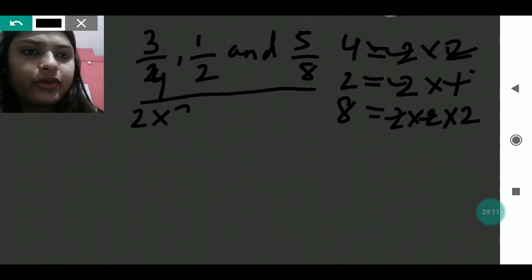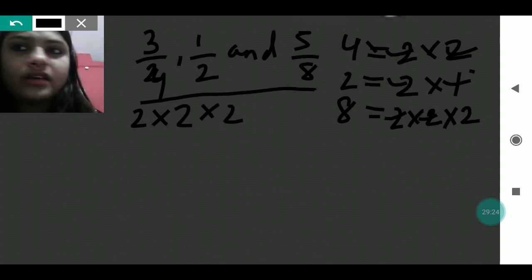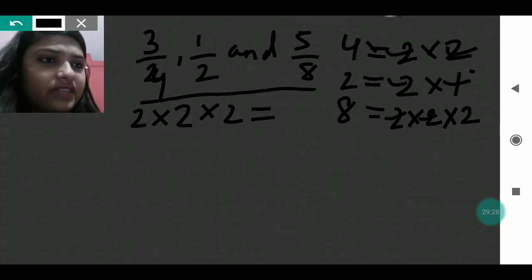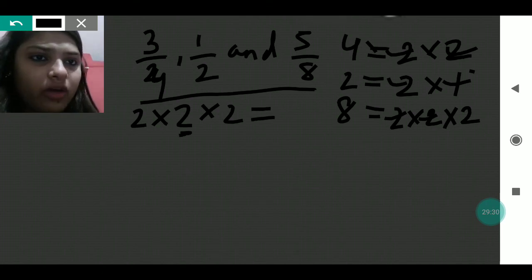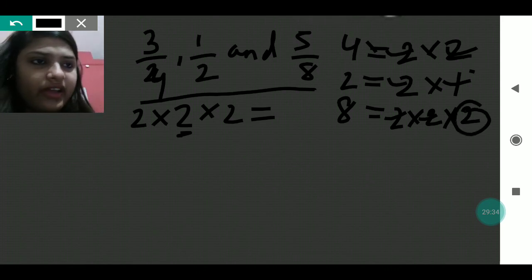So you will write 2. Again 2. Okay. 3. Like this you will write. You can see this one and this one is common. So this one we have taken, and one common we have written. Here 1, 2 is left. So that one 2 we have.